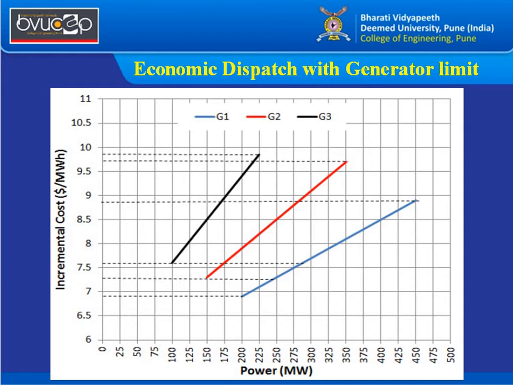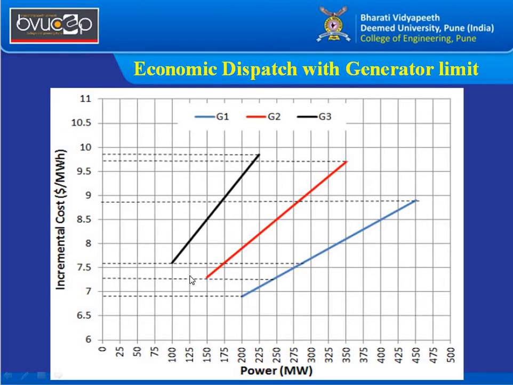So in this graph we can observe the incremental cost of the three generating units G1, G2, G3. Somewhat it is different. Now you can see that it is somewhere around 7.5. The limit is 10. This is in terms of dollars.